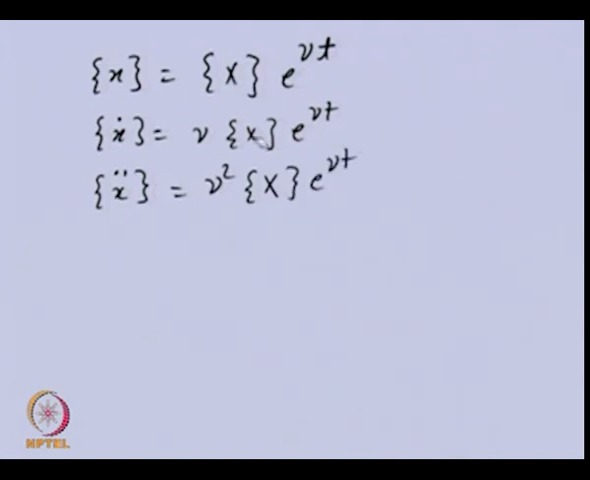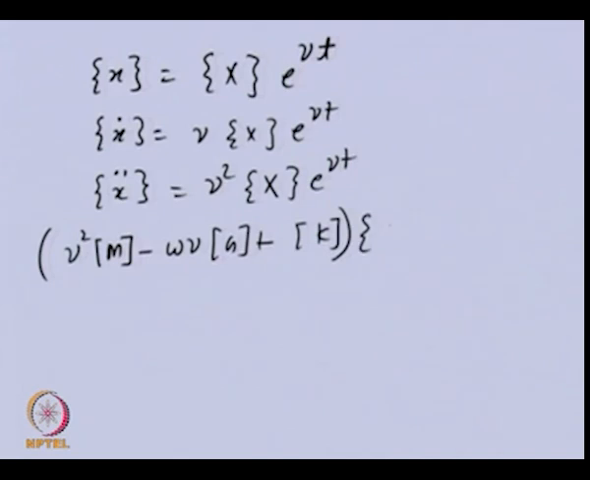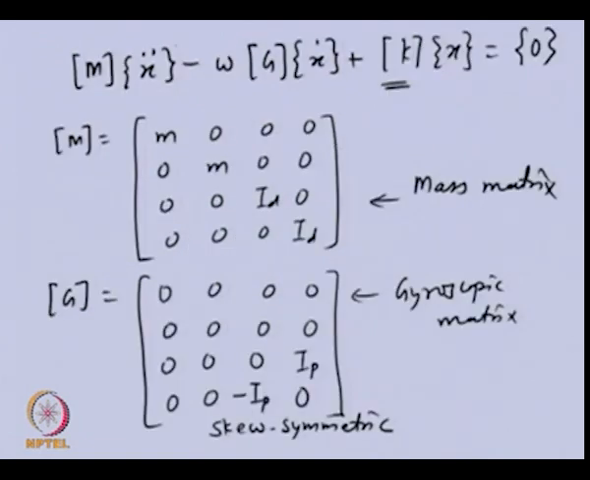Here, these are the amplitudes, they are capital X, these are small x. So, these are not time dependent, but these are time dependent. If we substitute these in the equation of motion, we will get nu square m minus omega nu g plus k, x is common, capital X is equal to 0. So, this has come from the previous equation of motion after substituting the assumed solution.